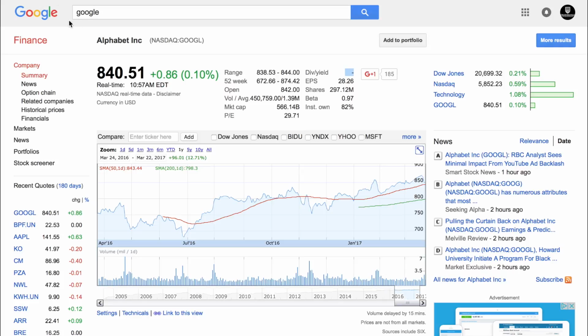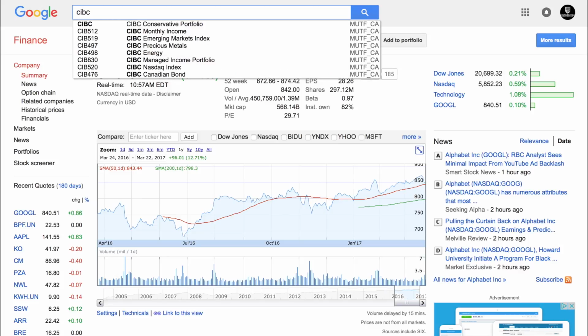So let's take a look at another stock, and I'm going to look at a bank. You guys know that I like to look at bank stocks. So I'm going to pull up CIBC. One of the things you'll notice is because this is looking for tickers, if I type in CIBC, it is coming up with mutual funds. These MUT is a mutual fund, and then _Canada.